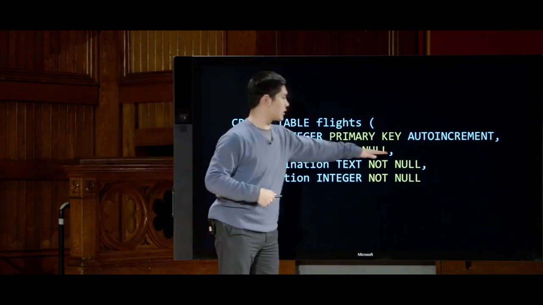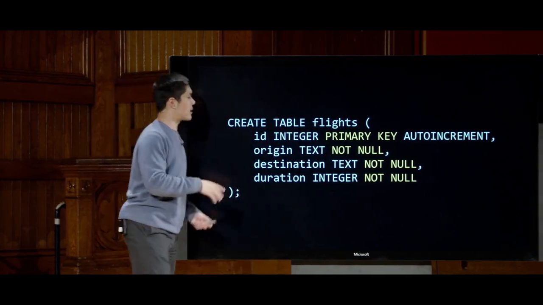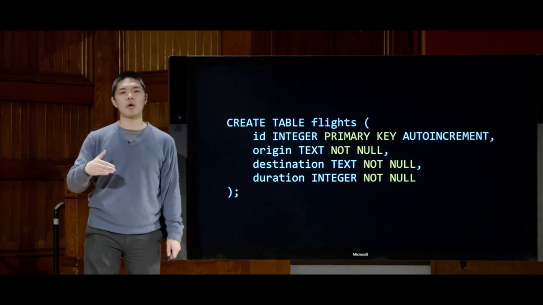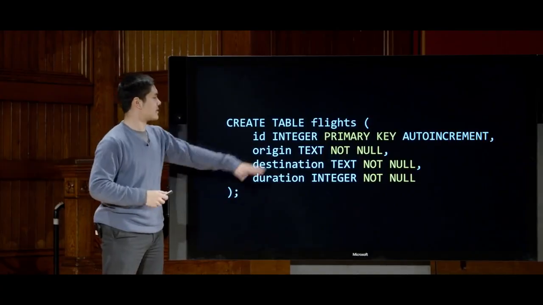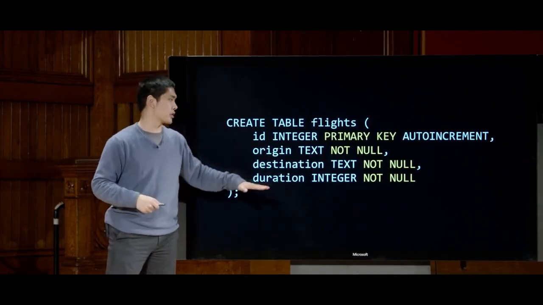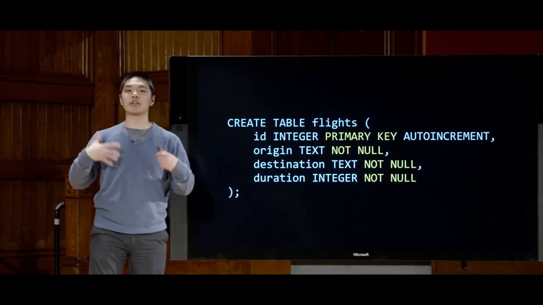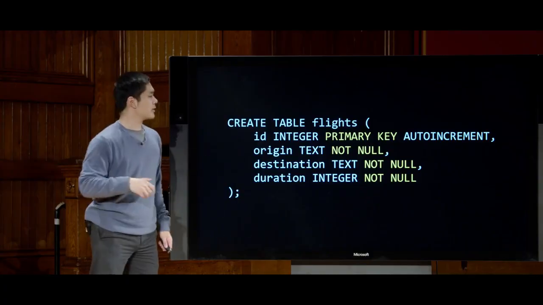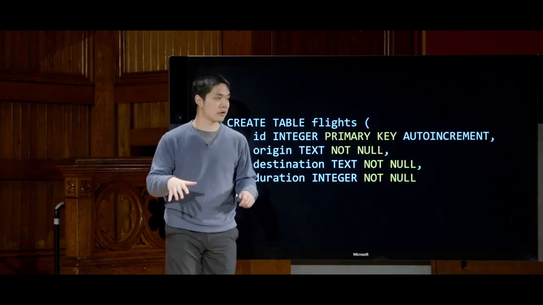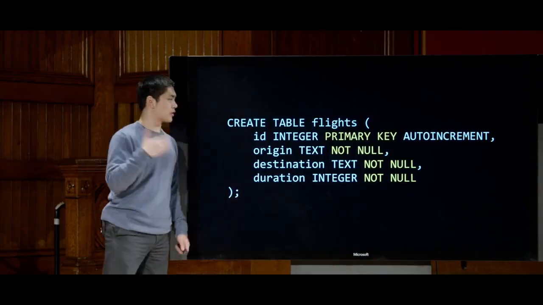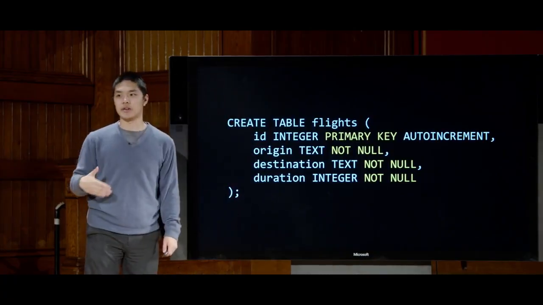And not null is a constraint that I can place on columns to be able to say, I don't want to allow for this particular column to ever be empty. I don't want there to ever be a flight that doesn't have an origin or doesn't have a destination or a duration. So I can add constraints to a particular column to say, you know what, for the origin, destination, duration columns, those should not be allowed to be null. I want to always have an origin and a destination and a duration.